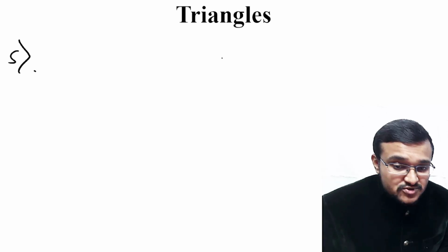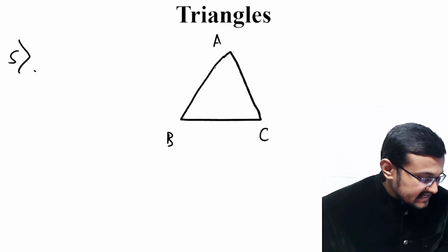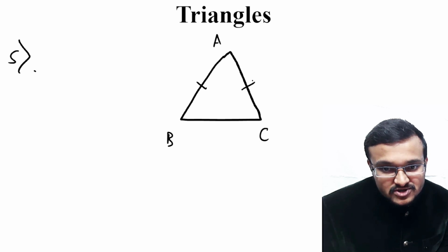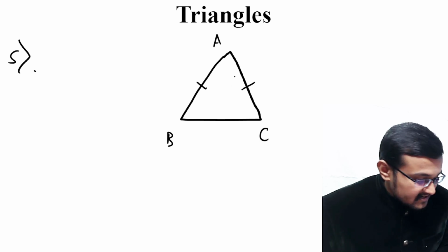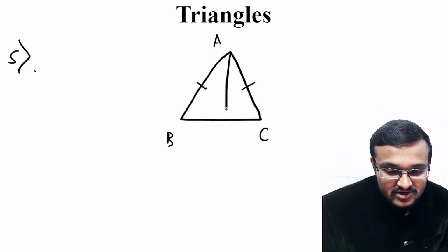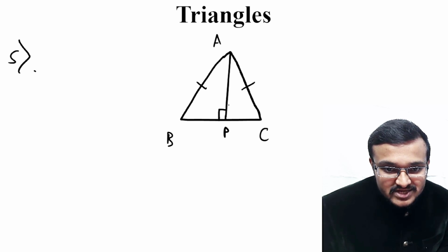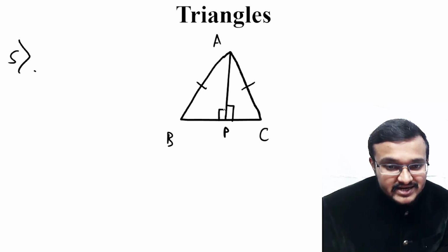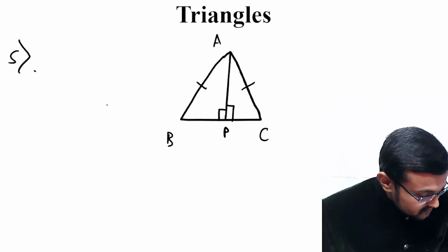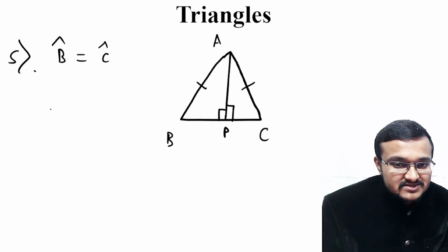Now coming to the fifth question, here also they have given triangle ABC. So this particular triangle ABC is an isosceles triangle. That means AB is equal to AC. And here we have to draw AP perpendicular to BC. So we have to draw a perpendicular line to BC. This point is P. So AP is perpendicular to BC. So that means this angle and this angle will be equal to 90 degree. So now we have to prove that angle B is equal to angle C.